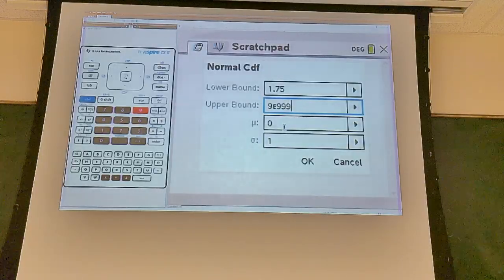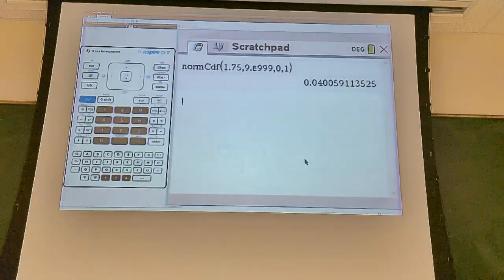I don't know what your calculator will be, but mine is default standard normal, which is nice. I don't have to change the mean or the standard deviation for this. Now if I just hit OK, there's the area. We're only going to go up to 4 decimal places. 0.0401.